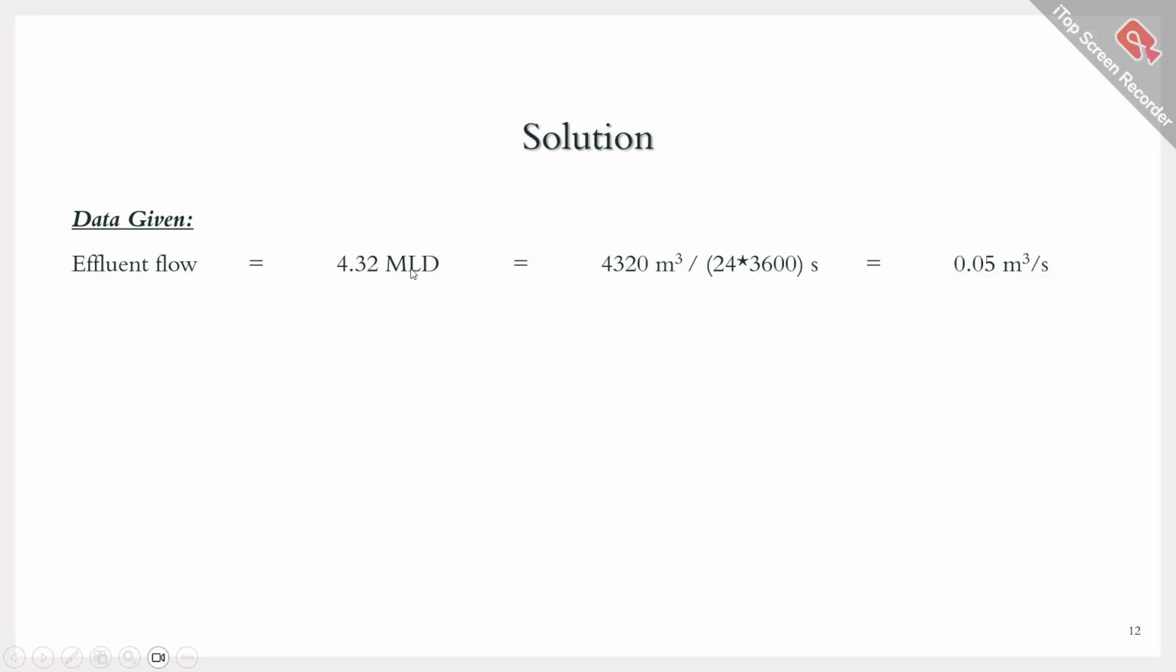Now ML is converted into meter cube. This is not small ml. Okay, small ml means milliliter. So it is capital ML, that means million liters. Now per day, one day means 24 hours and 3600 second per hour. So day is converted into second. In this way, 4.32 MLD is converted into 0.05 meter cube per second.